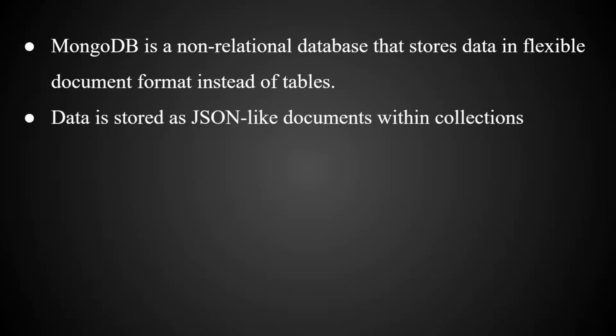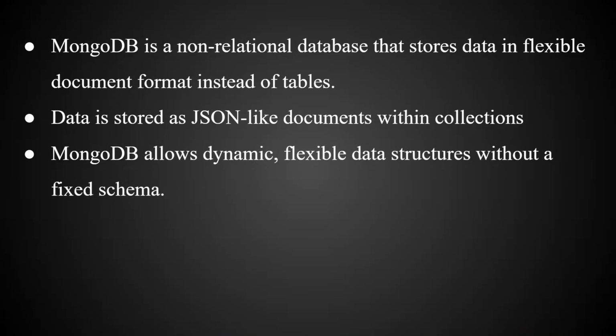Data is stored as JSON-like documents within a collection. So here in MongoDB database, we have a concept of collection. Collection is like a container where we are going to store all our documents, nothing but objects. So we store the data in JSON-like documents within the collection.